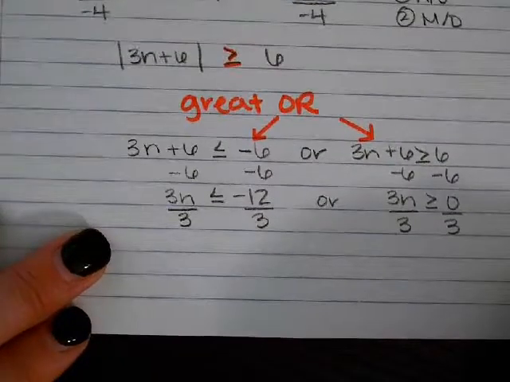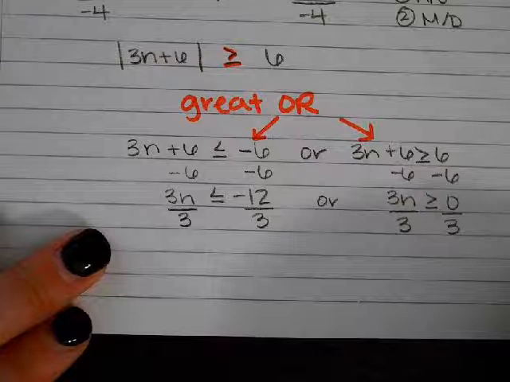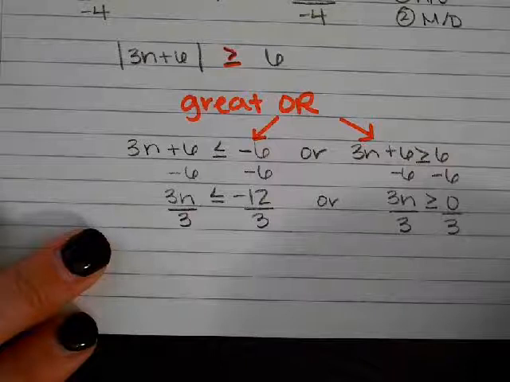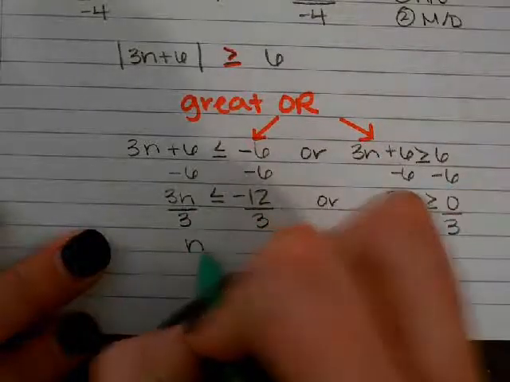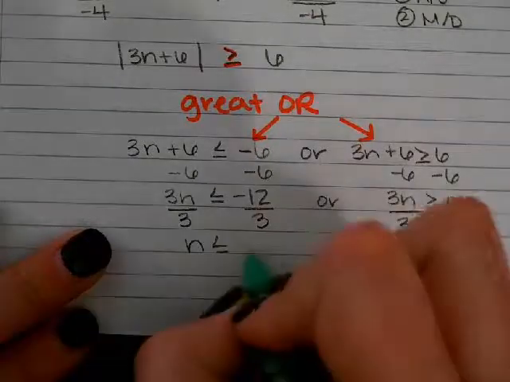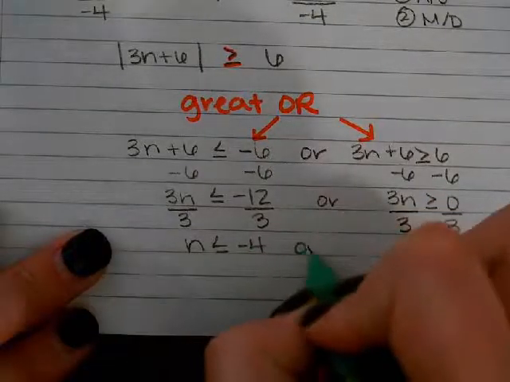So n is less than or equal to -4, okay, or n is greater than or equal to 0. Perfect. There we go.